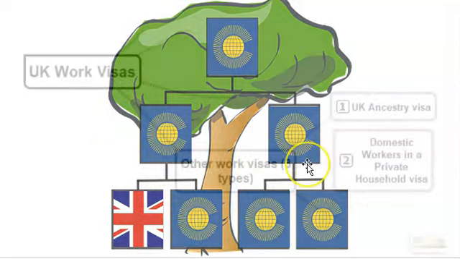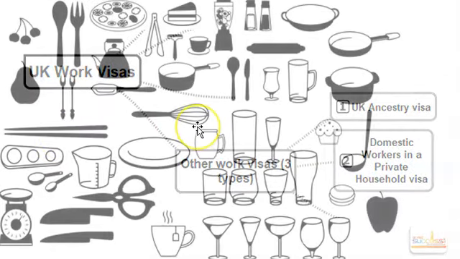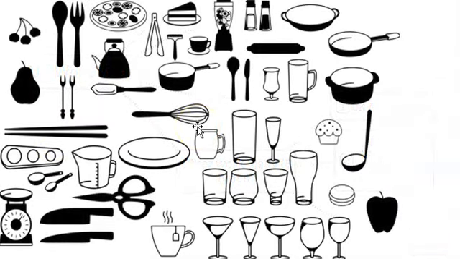The next one is called the Domestic Workers in a Private Household visa. You can apply for this type of visa if you would like to visit the UK together with your employer and you are a domestic worker in a private household and have worked for that employer for at least 1 year. You will need to be over the age of 18 and you will need to be willing to work in the same household as your employer or the one they use regularly.